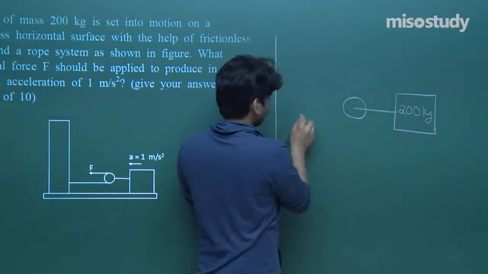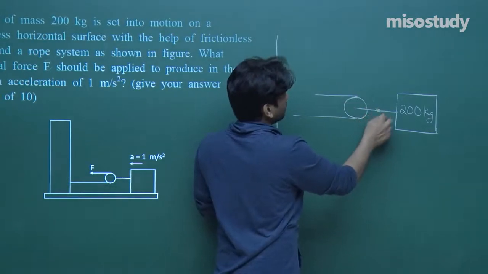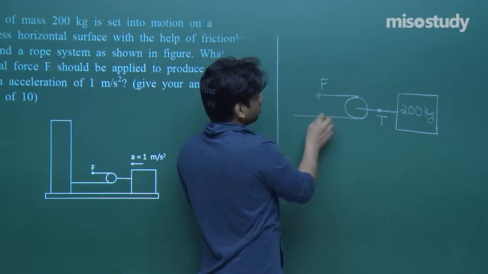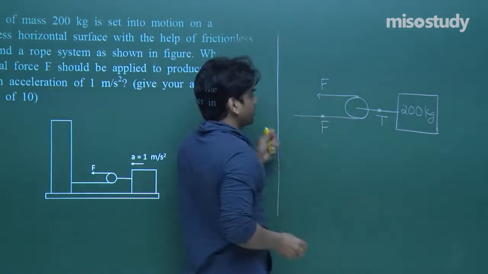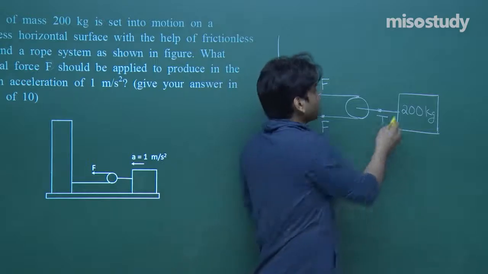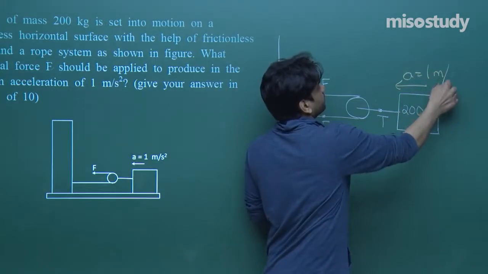Now see, this is one of the string. Now see, string is same. Let me say that this is tension T acting here. Here force F is acting. Same string, so same tension T that will develop, that will be equal to force F. This is moving with an acceleration of 1 meter per square second.